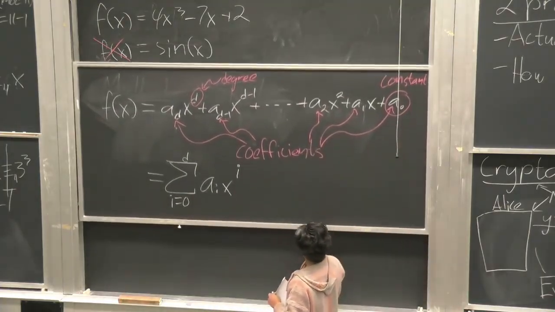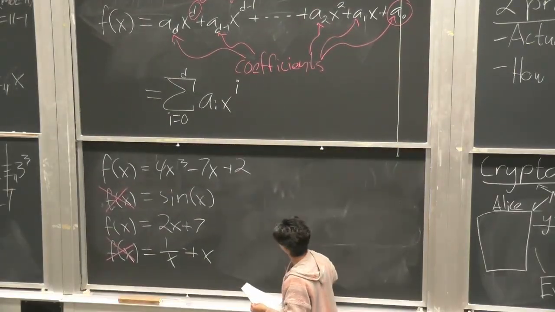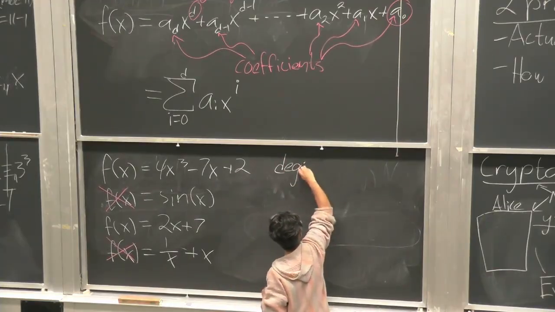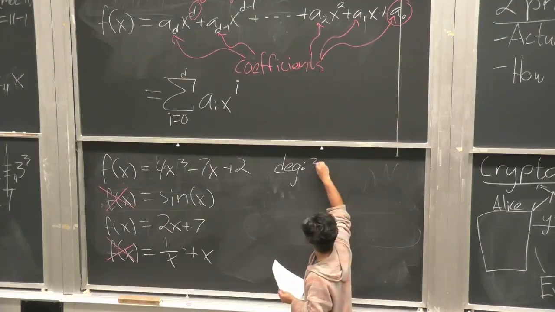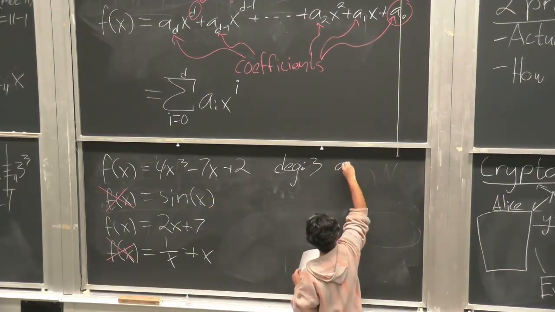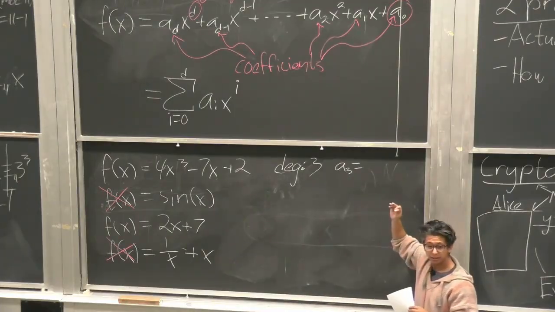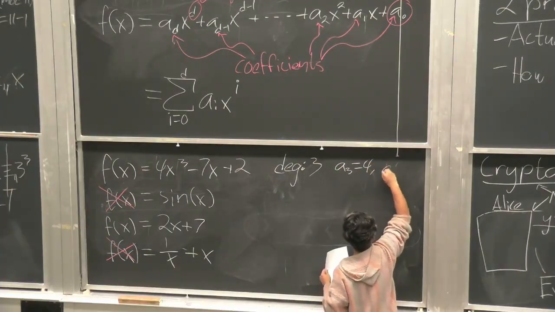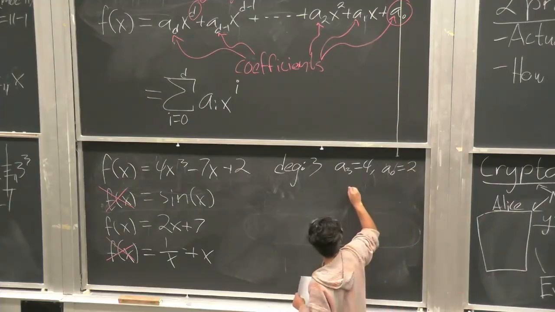Just to make sure we understand this, this function right here, its degree, everyone? Yep, we understand it there. That's a coefficient. Can someone tell me what a_3 is? 4, great. We'll do another one. a_0 is 2. And here's a little bit of a tricky one.